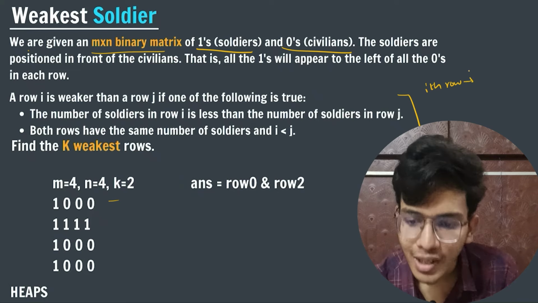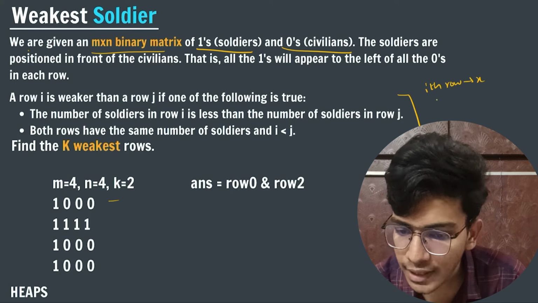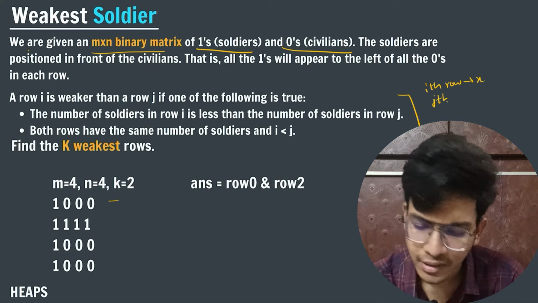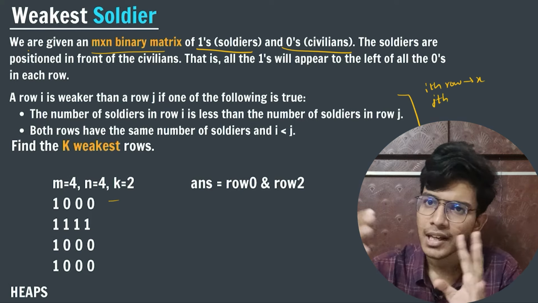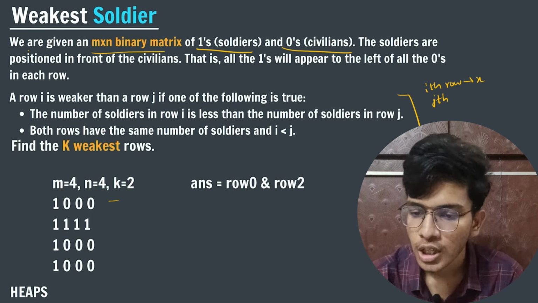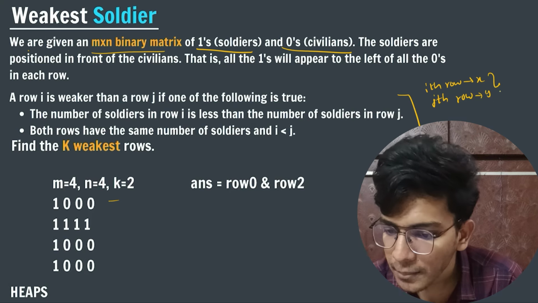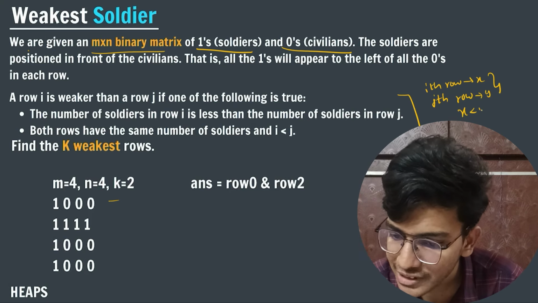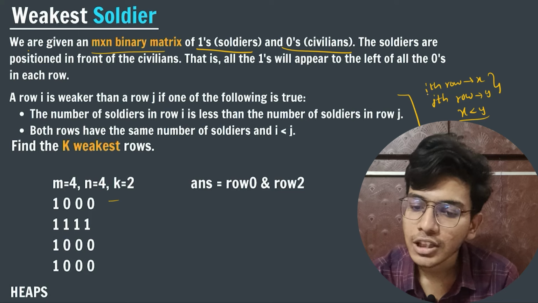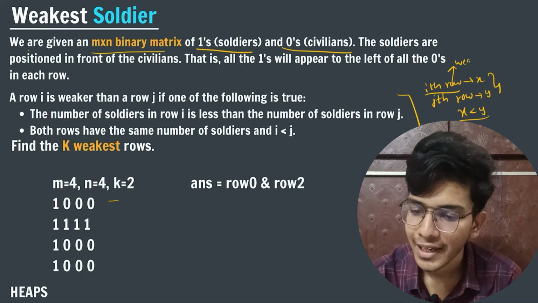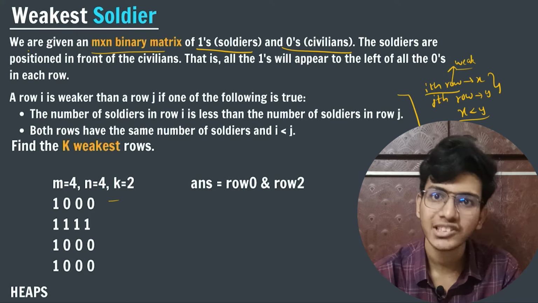And at the next row, let's say it is the jth row, I am having y soldiers. Now if my x is less than y, then the ith row is a weak row. It is said to be a weak row. This is condition number 1.